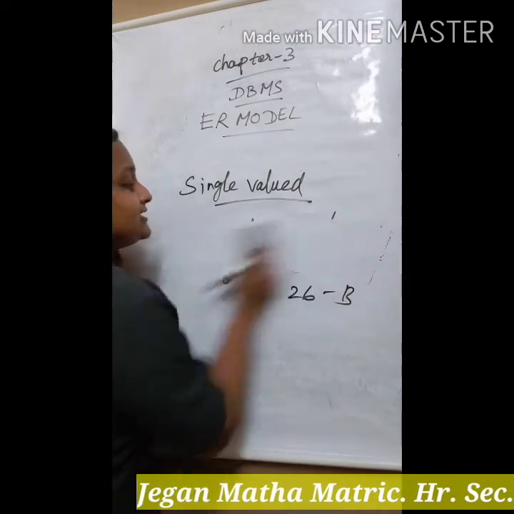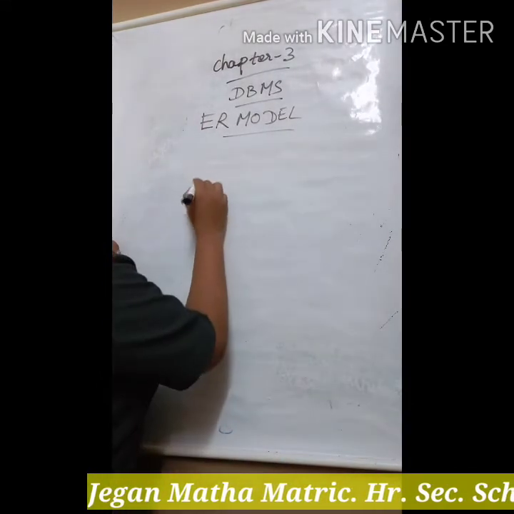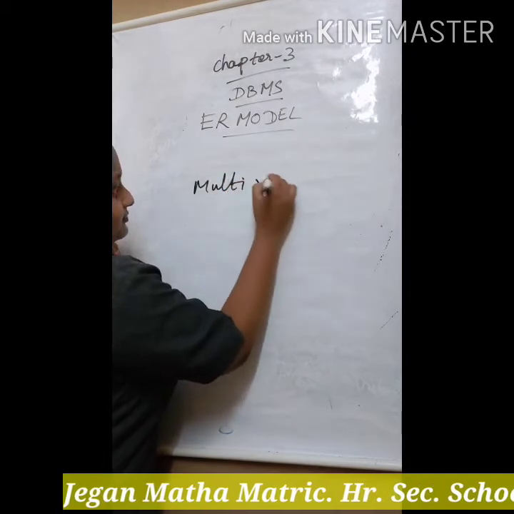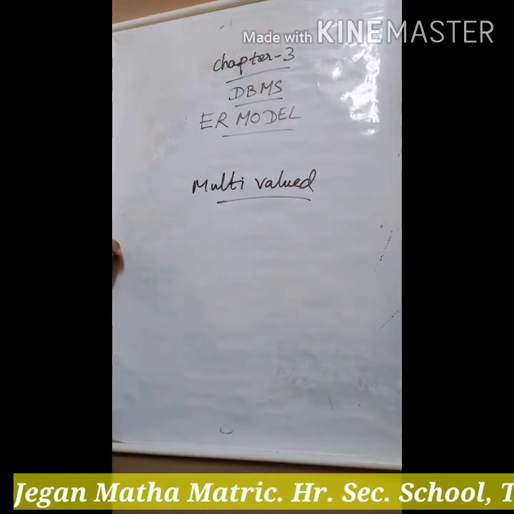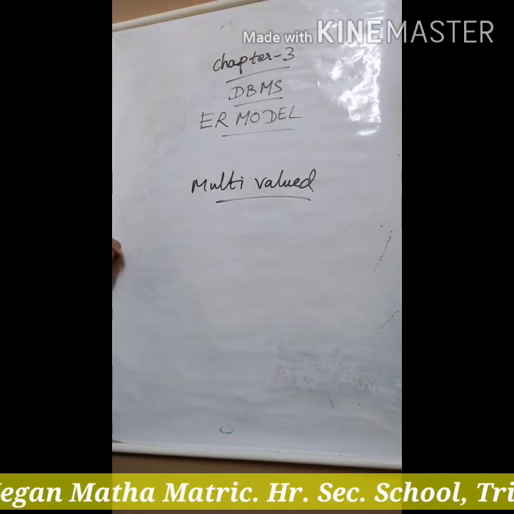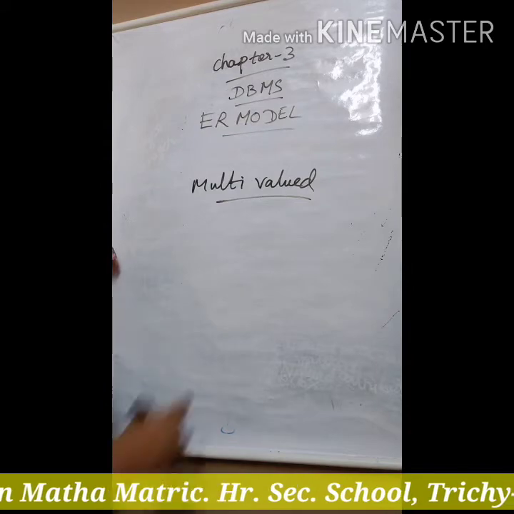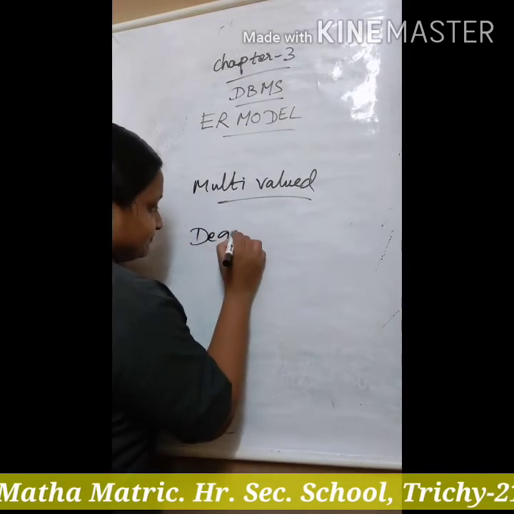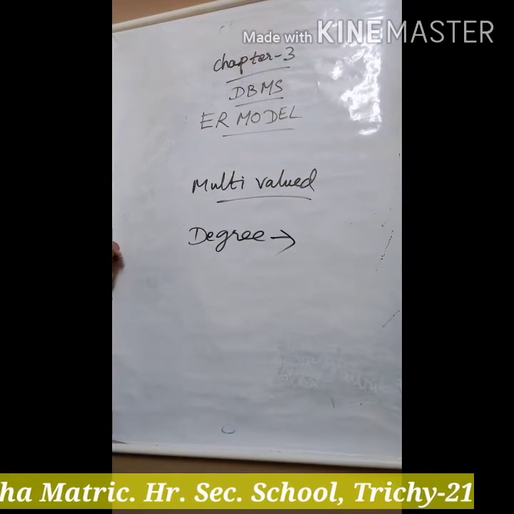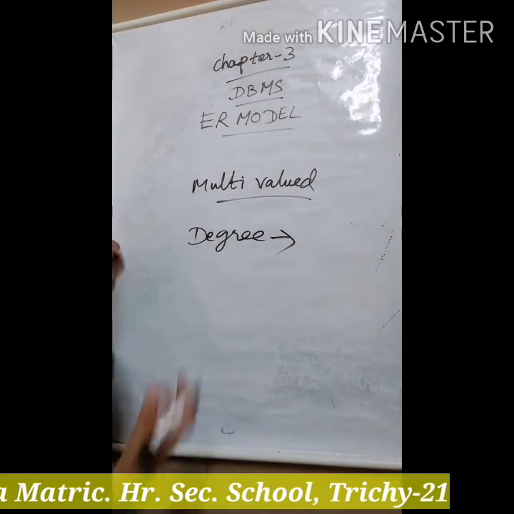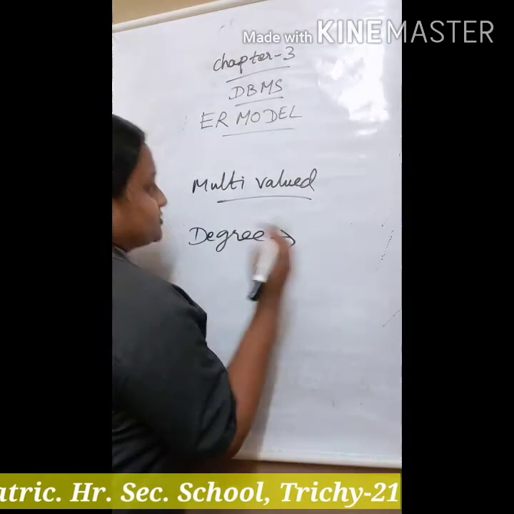Then the multi-valued attribute is the opposite of single valued. A multi-valued attribute has more than one value for a particular attribute. For example, degree. A person can hold a number of degrees, so it is called a multi-valued attribute.